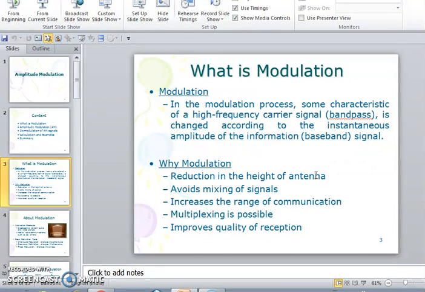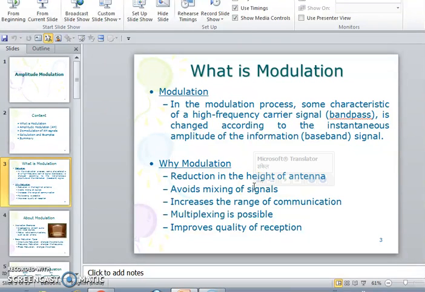If you make the message signal a high frequency signal, which is what we do in modulation by taking the help of a carrier signal, making the low frequency signal a high frequency signal, then the height of the antenna becomes practical. That is the main reason for modulation.